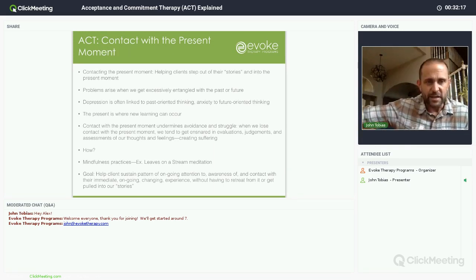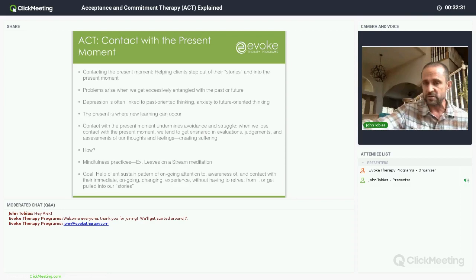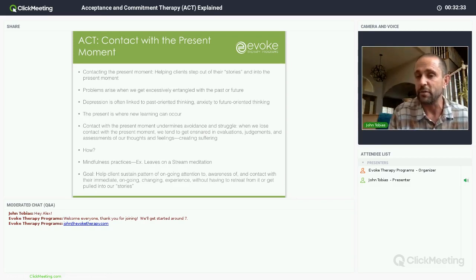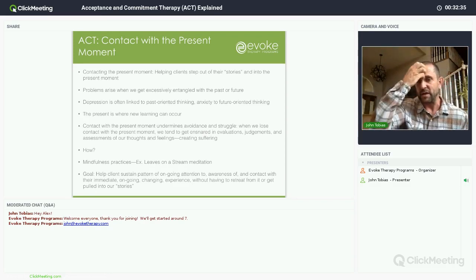And anxiety is often the byproduct of getting attached or ensnared or fused with future-oriented possibilities. This idea of what if? What if this? What if I do this? What if she does that? In the field, we call it future tripping. And we'll say, hey, come on back. Come back to the present moment.